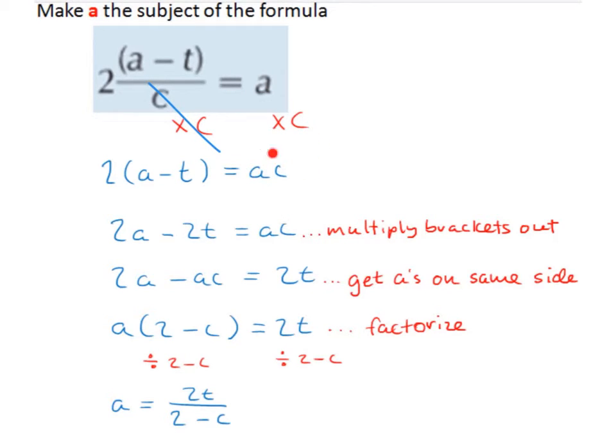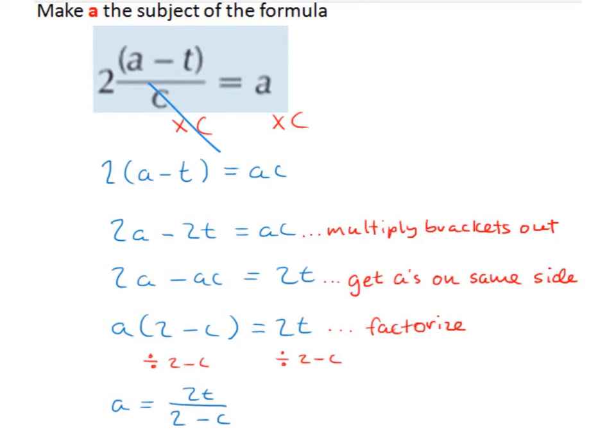A multiplied by c is ac. So now I'm going to multiply out my brackets. 2 by a is 2a, 2 by minus t is minus 2t, and this is still equal to ac. So I multiplied out the brackets. Now I want to get all the a's on the same side. So I have 2a, and I just keep that as it is on the left hand side, that doesn't change. The ac comes over the equal sign and becomes minus ac, and the minus 2t goes over the equal sign and becomes positive 2t. So now I have the a's all on the same side.